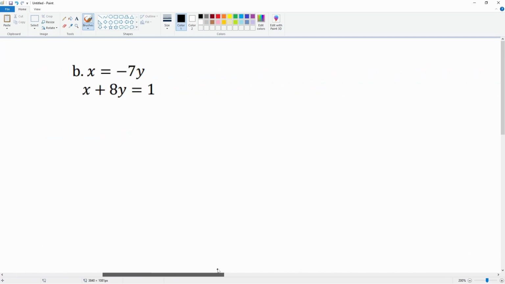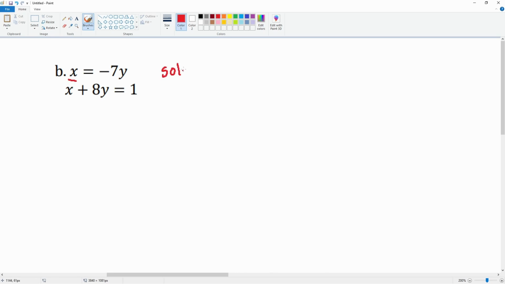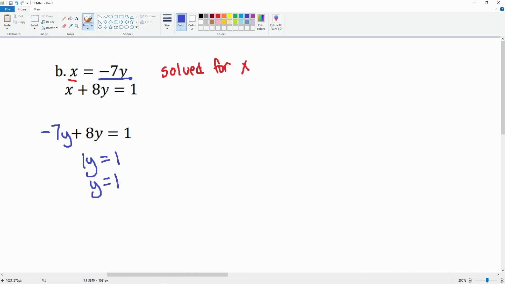Let's do this one. Here again, the first one is already solved for x. So we're going to use that. I'm going to grab my equation. Now, notice we're solving for x because x is by itself. So now I'm going to erase the x and put in what it is. It says x is negative 7y. Now I can combine those like terms. 7y plus 8y becomes 1y equals 1. So y equals 1.